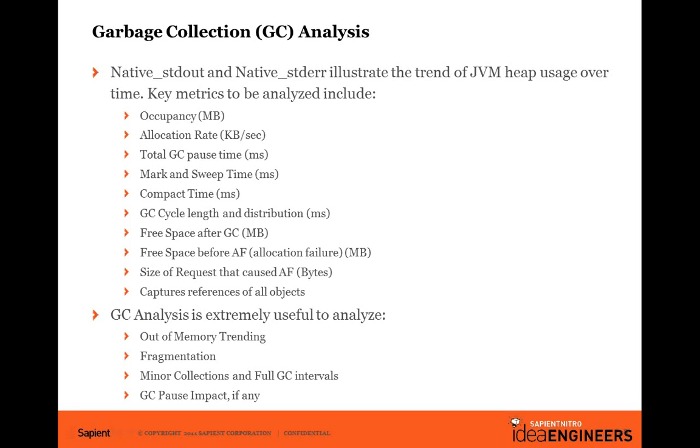GC characteristics, right? I think the core problem is this, right? Looking at the GC, you should be able to find out if you are going to trend to an out-of-memory exception, if you are going to see fragmentation, if there are any pauses. So look at the three graphs on the page, right?